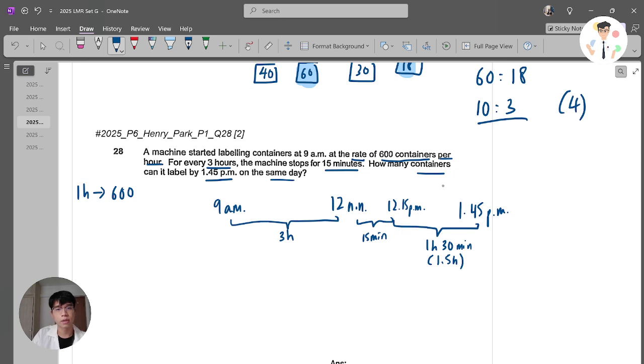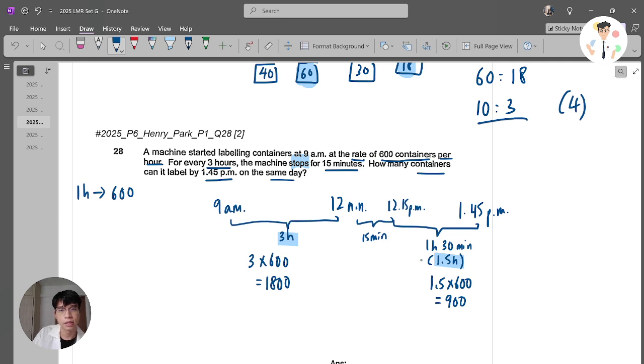Okay. And I think it's very clearly shown here that this 3 hours is working and this 1.5 hours is working, this 15 minutes stops. So if 1 hour is 600, then 3 hours will be 6 times 300, which is 1800. And 1.5 hours times 600, it will be 900.